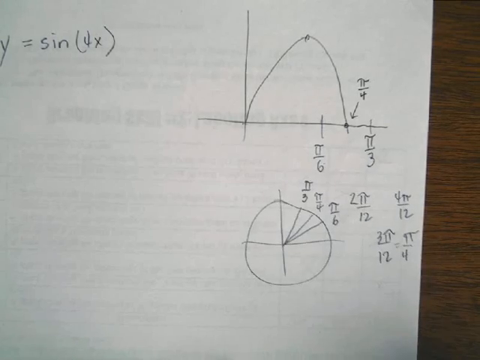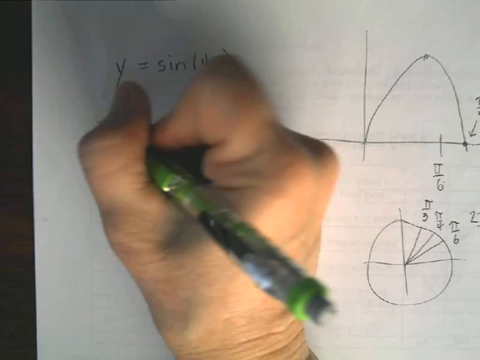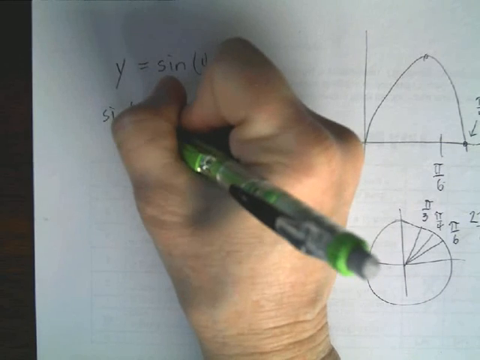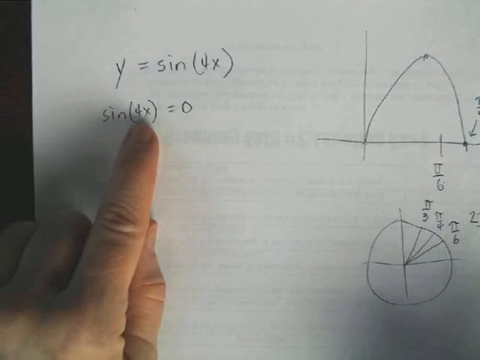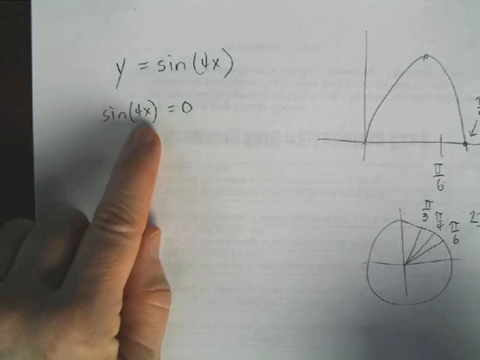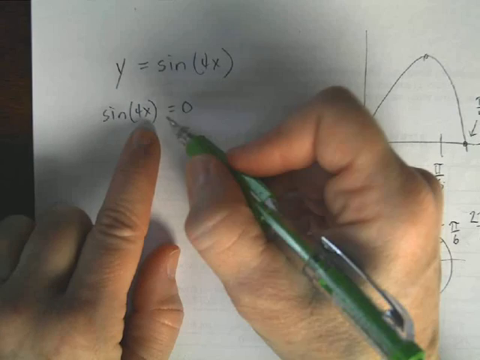The most common way, though, is that people realized that sine of 4x had to equal 0. So that means we needed to figure out what angles have a sine equal to 0.